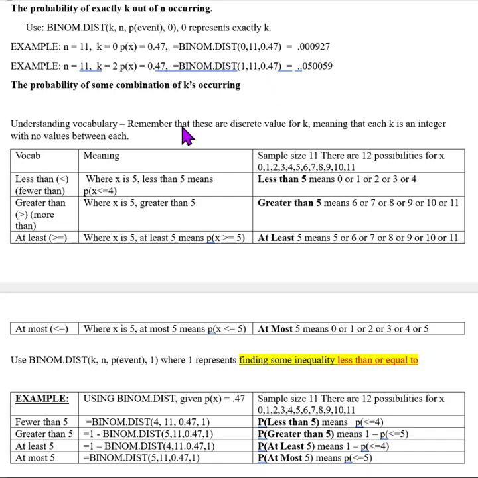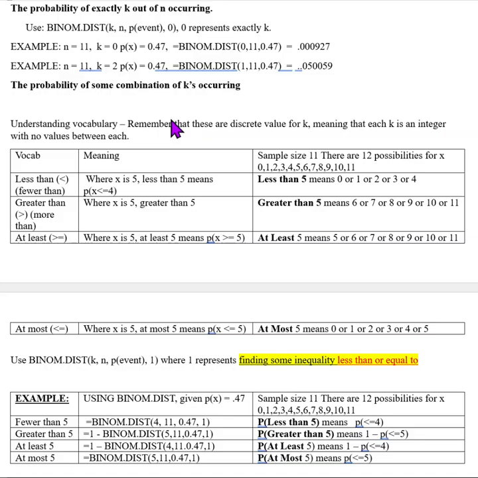This is an explanation of the probability using the binomial distribution. Binomial distributions are what we call discrete distributions, and a discrete distribution is one where the possible values are integers only. So if I have a sample size of 11, the only possibilities are that I have 0 happening out of 11, 1 out of 11, 2 out of 11, 3 out of 11, and so on up to 11 out of 11, meaning everything could happen.